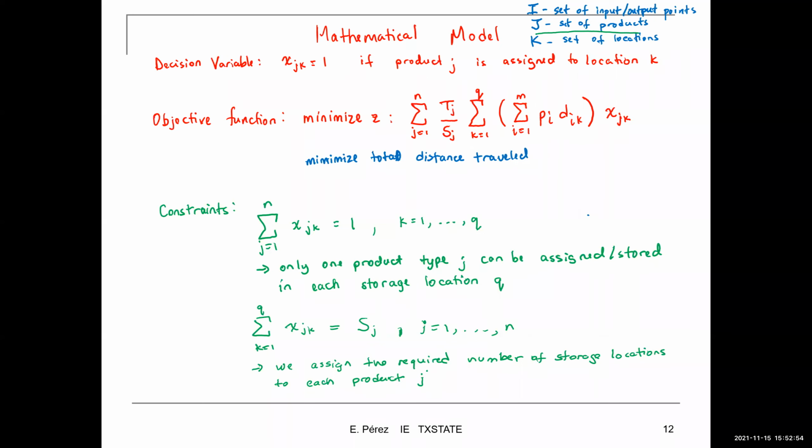And we also need to make sure that if we need 10 spaces for product 1, we are assigning those 10 spaces for product 1. If we need 20 spaces for product number 2, that we assign those 20 spaces to product number 2, which is SJ, which is the number of storage locations required by product J.